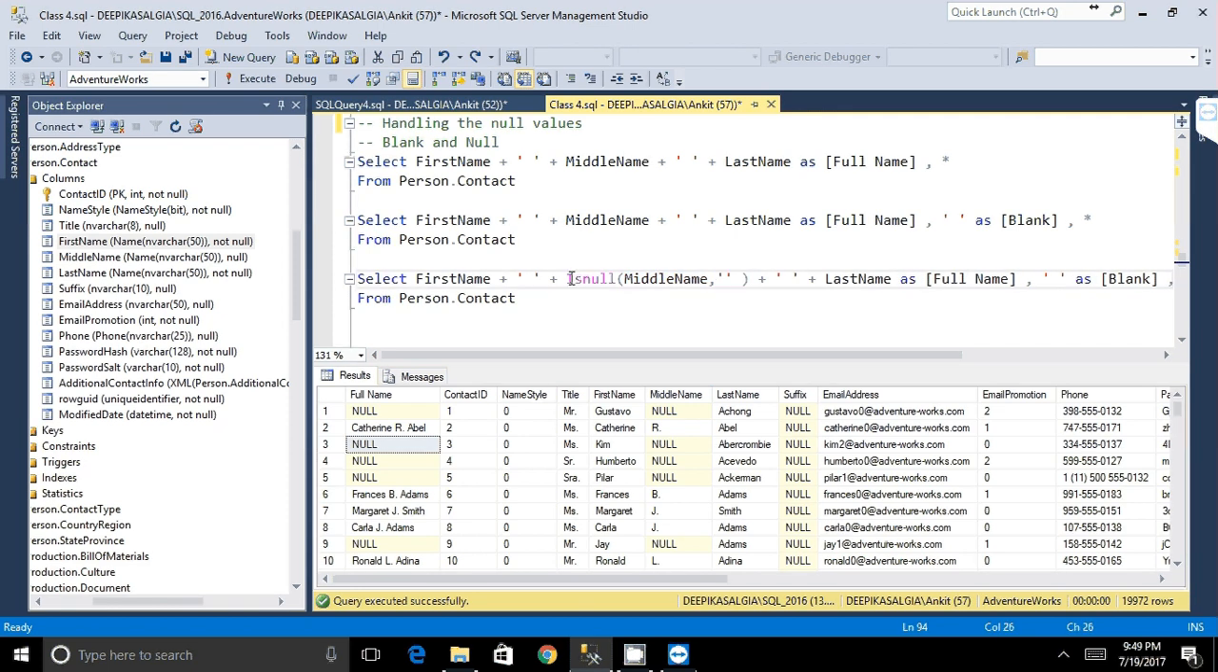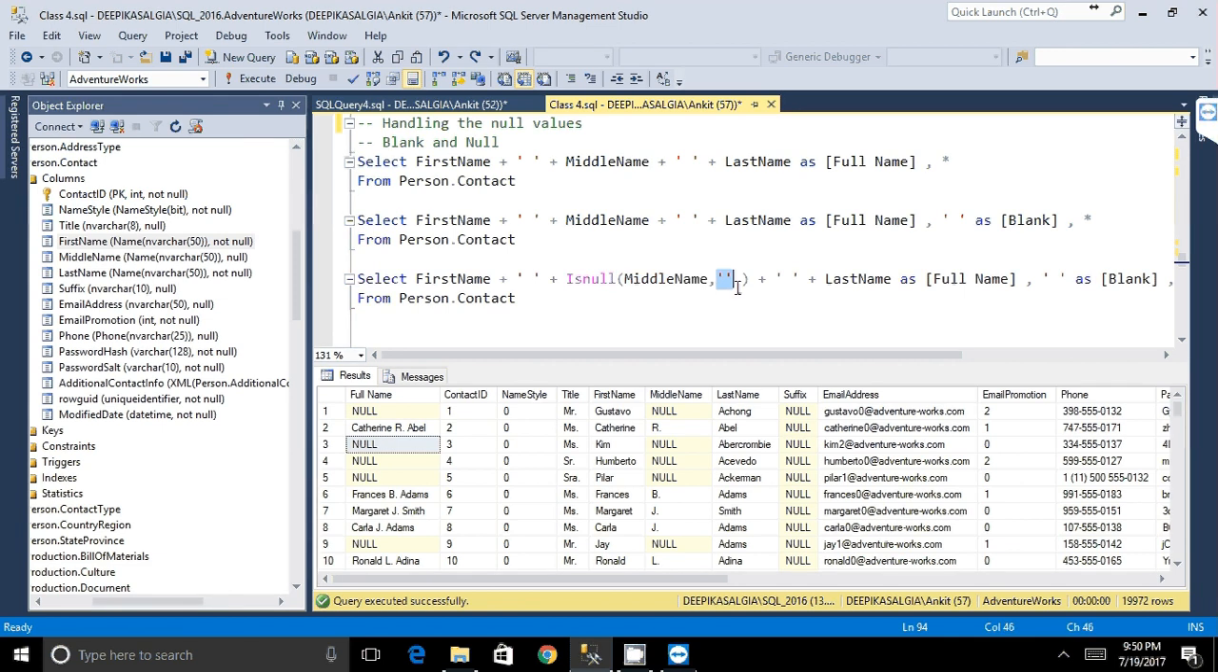In order to handle the null, you have to use this function called isNull. You apply isNull on the middle name, and then you say if middle name is null, then replace it with the blank, and close the bracket. So whenever the null is found for the middle name, it would be replaced with the blank.